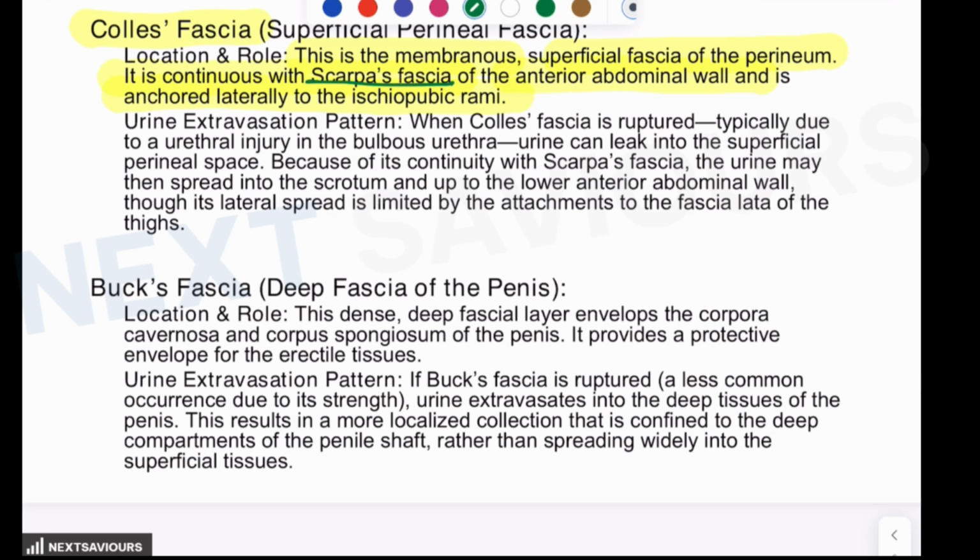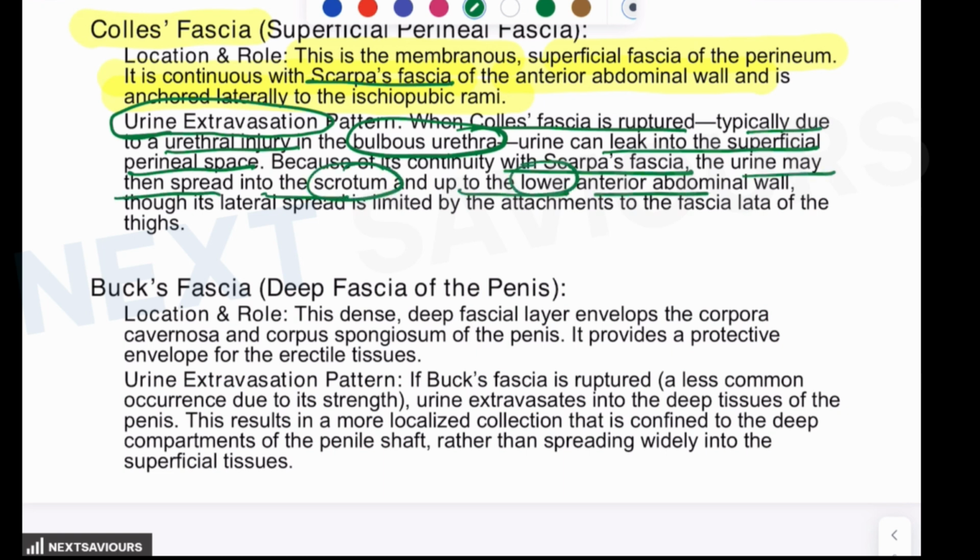Why? Because urine extravasation has to happen because of the rupture of the Colles fascia. When Colles fascia is ruptured, typically due to urethral injury in the bulbous urethra, urine can leak into the superficial perineal spaces, and because of its continuity with the Scarpa's fascia, the urine may then spread into the scrotum all the way up to the lower anterior abdominal wall, although the lateral spread is limited by the attachment to the fascia lata.